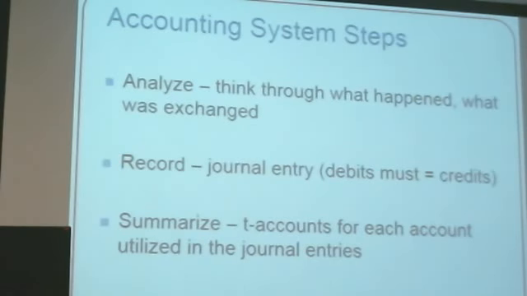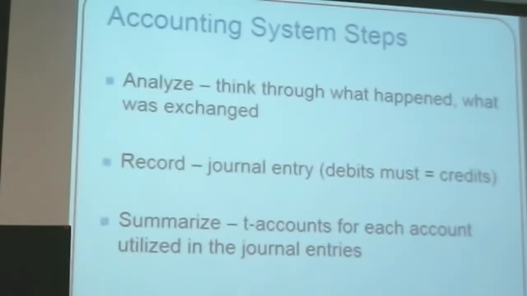The record phase is all your journal entries. Debit dollars must equal credit dollars. And then finally, summarize the T accounts. I'm telling you now that T accounts are helpful for a few of the multiple choice. So keep those in the back of your minds as something that can be used to help you figure out what happened and what you need.